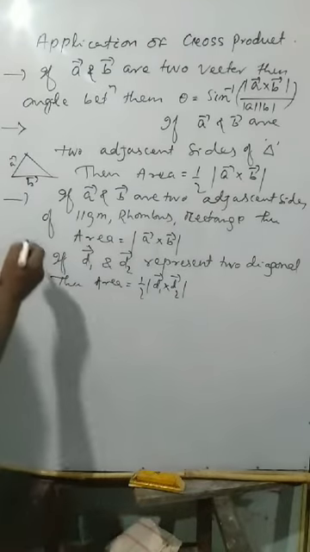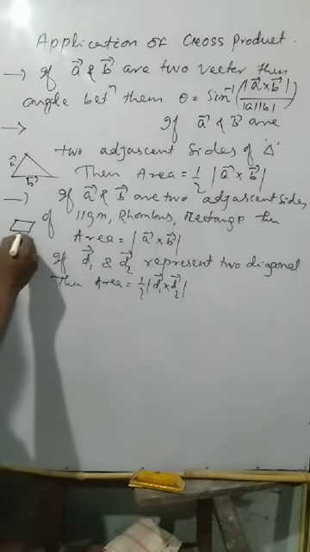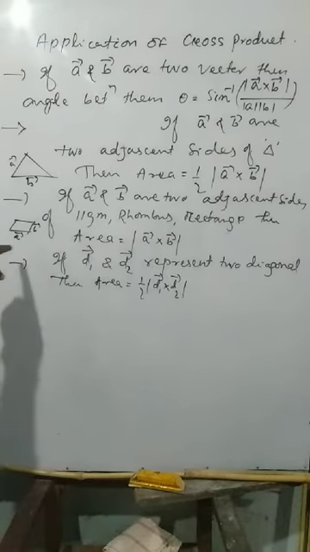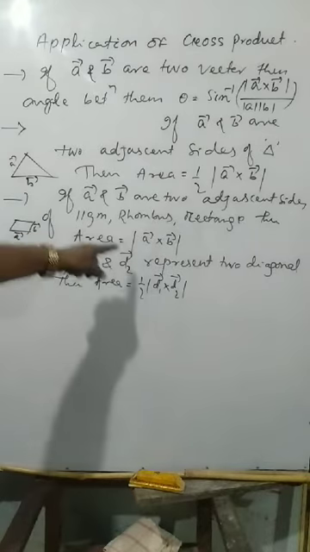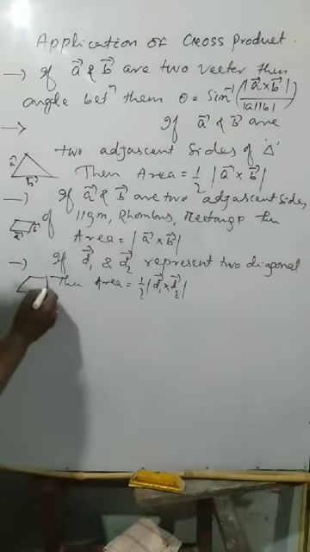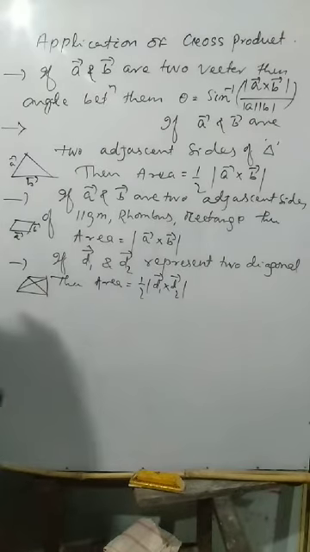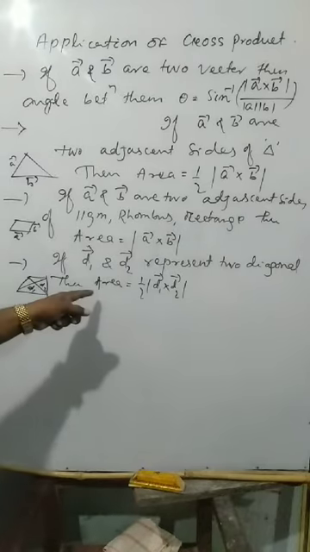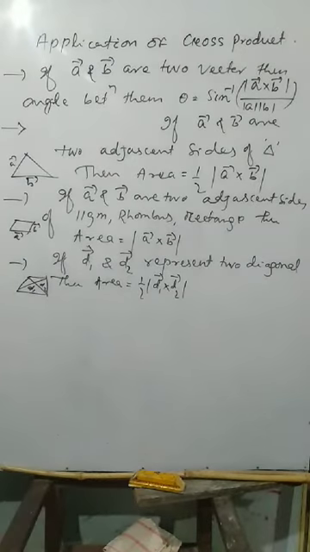Area of the parallelogram or rhombus: if the two adjacent sides are given, A vector and B vector, then the area can be calculated by using this formula, the magnitude of A cross B only. If D1 and D2 are the two diagonals, these are the corners. So D1 and D2 are given, then apply this formula: half into the magnitude of D1 cross D2.